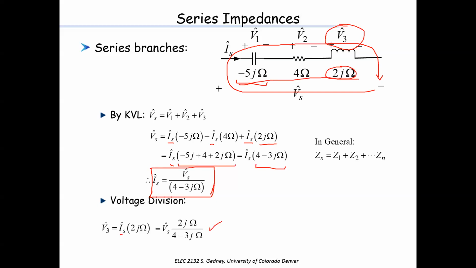That gives me the voltage across the inductor, that ratio times Vs. So with series impedances, we can apply voltage division as well. In general, the voltage across the ith branch is equal to the net voltage across all the series branches times the ith impedance divided by the sum of the series impedances.